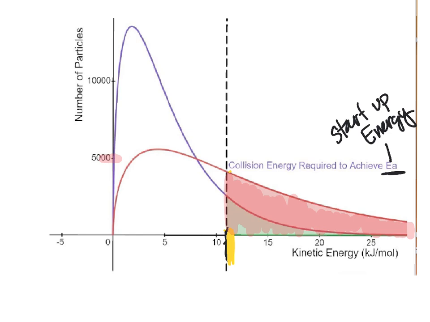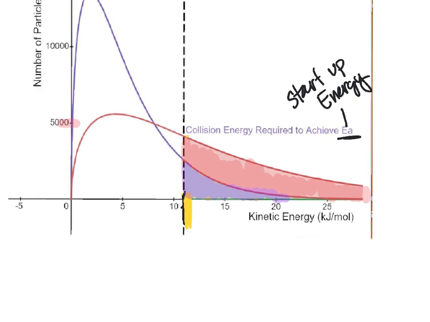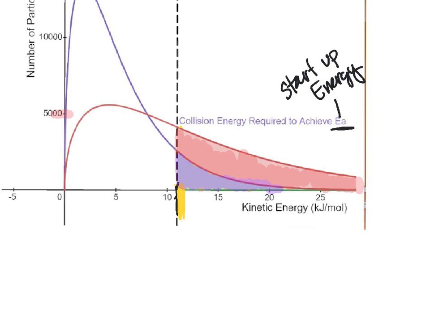Our purple one over here, are we going to have as many particles react? No. Which one would have a greater rate of reaction? Yeah, the red one. The more particles, right? Rate. I'm going to put higher rate. Again, if we have more particles that actually can collide, our reaction's going to take place faster.